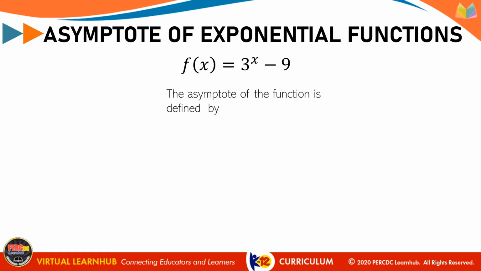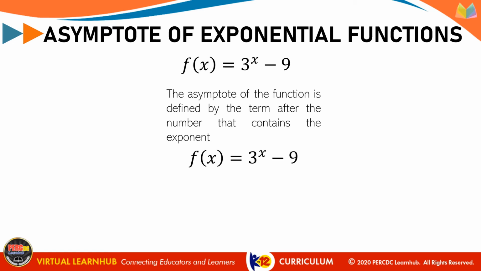And the asymptote is similar to our range. The asymptote of the function is defined by the term after the number that contains the exponent. So from this example, f of x equals 3 raised to x minus 9, that is negative 9. That is the term after the number that contains the exponent. Therefore, the asymptote is y equals negative 9.